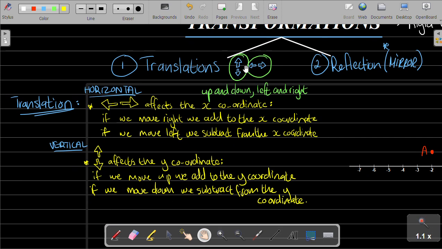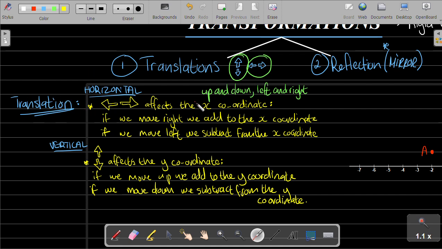With translations, I've just highlighted over here in green that a translation is when a point or shape or whatever you're dealing with either moves up or down, and it can move left or right. Even in the same question, it can move up or down and left or right, which we call vertical and horizontal. I'm going to explain the very important parts of it. So let's do that.